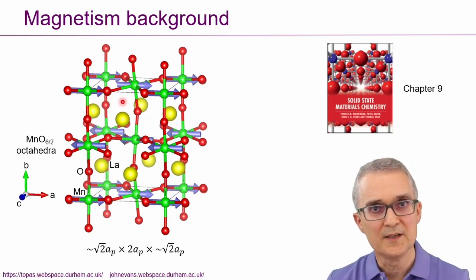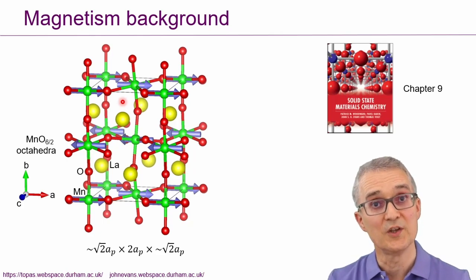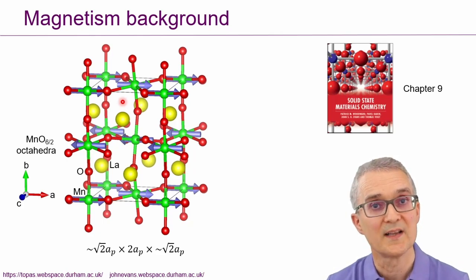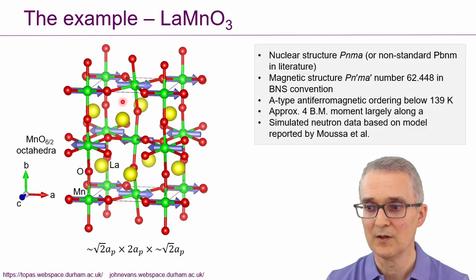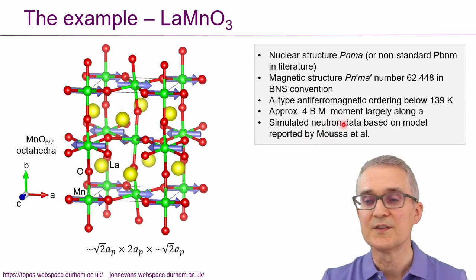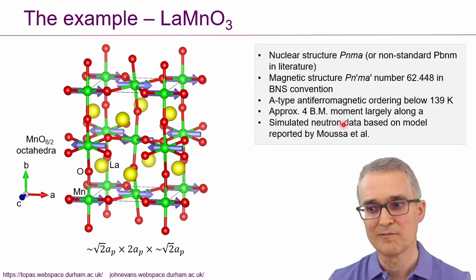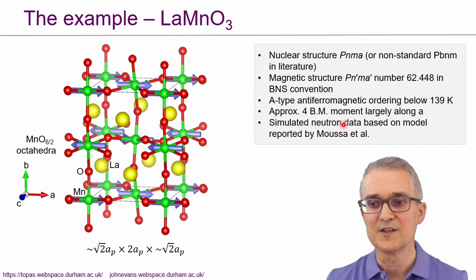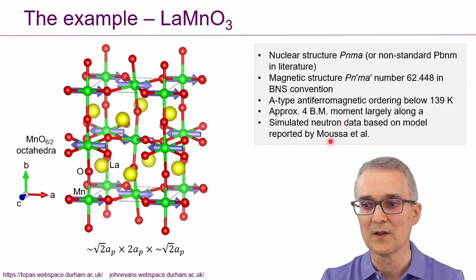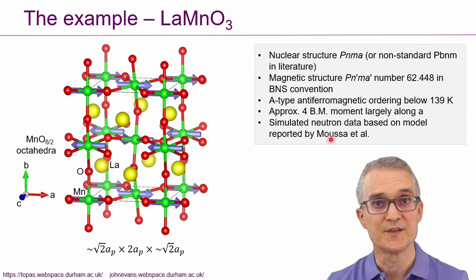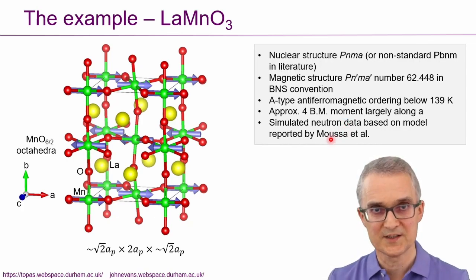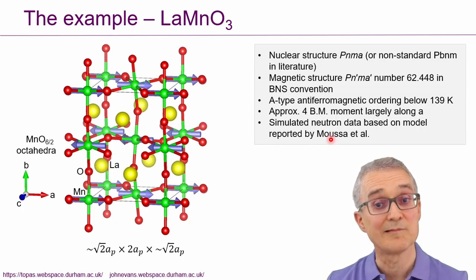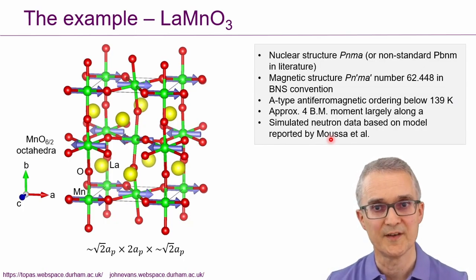But let's stop the slides for now, and then let's just switch and try and actually work out the magnetic structure of this material. To do that, we're going to use some actually simulated neutron diffraction data, but it's simulated data that's based on the experimental model that was reported by Musar et al. So let's switch to the desktop and try and do a magnetic Rietveld refinement.